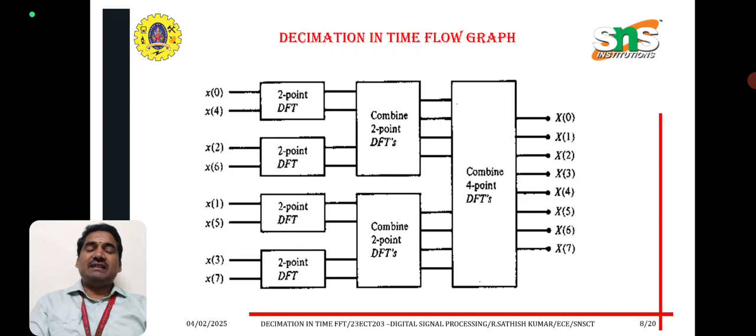Next, this is the DIT flow graph. First we calculate the 2-point DFT. From the results of 2-point DFT we calculate the 4-point DFT. From the results of 4-point DFT we calculate the 8-point DFT. The input must be in bit reversal order, and the output must be in normal order. There are four 2-point DFTs available. We can combine the 2-point DFTs to compute a 4-point DFT. Is it clear? We can combine two 4-point DFTs to calculate one 8-point DFT. This is the decimation in time flow graph.